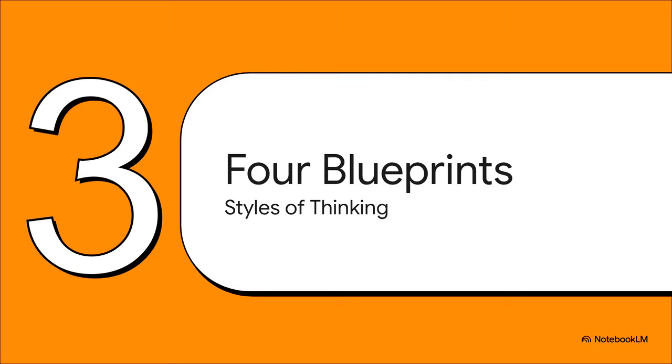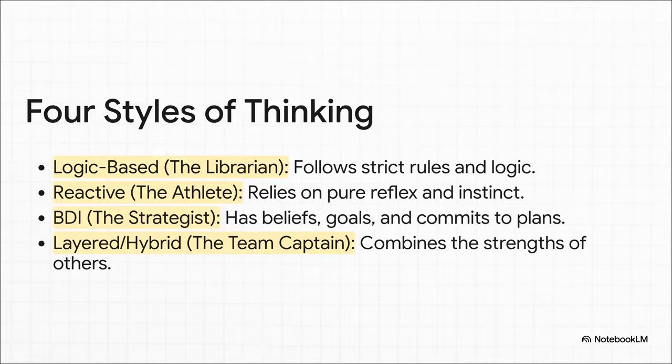So what do these blueprints actually look like? Well, while there are tons of variations out there, most AI agents are built using one of 4 major approaches. Think of them as 4 different styles of thinking for an AI. And here they are. Let's meet the team.